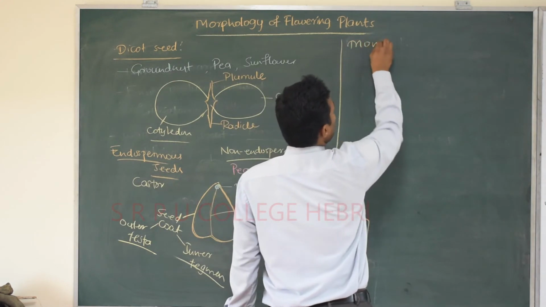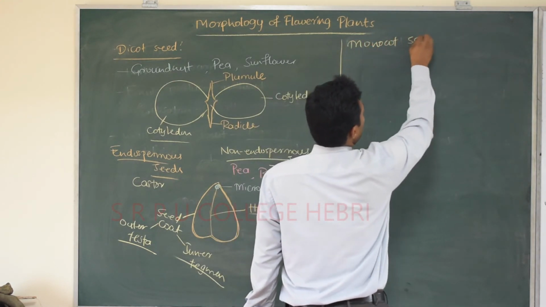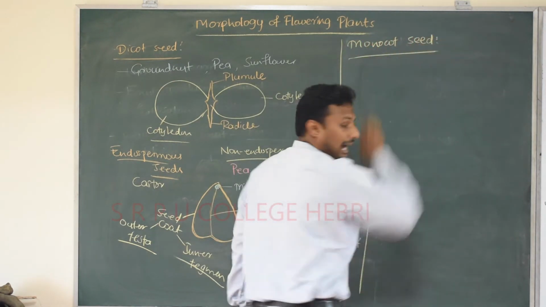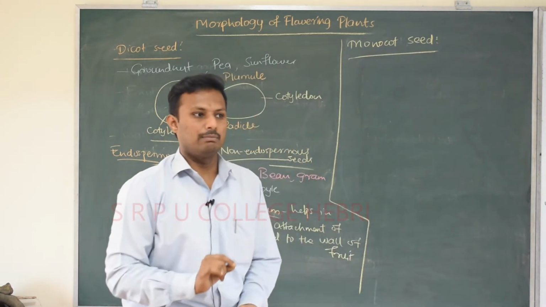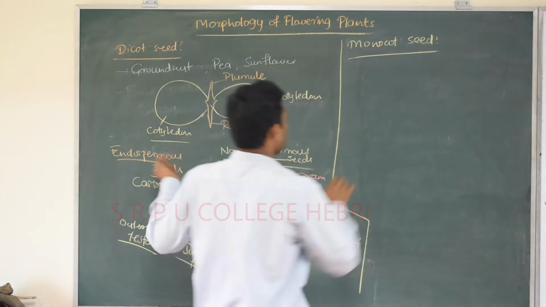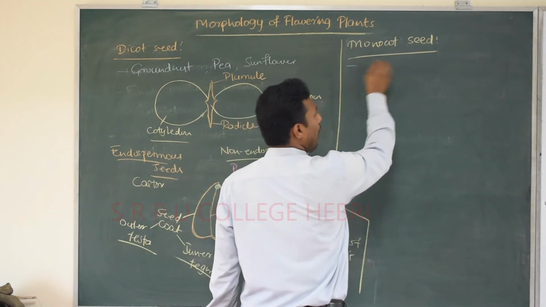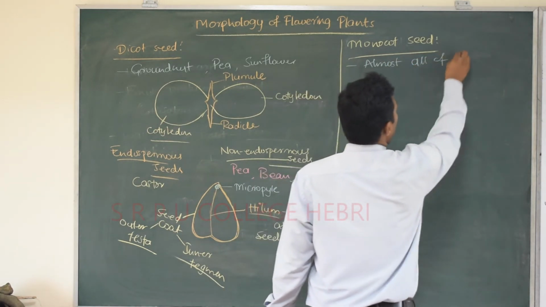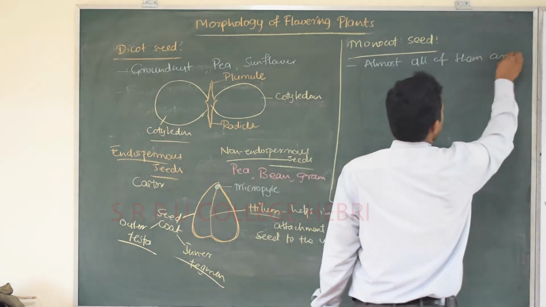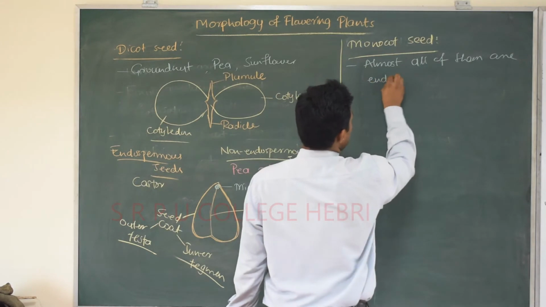See, monocot seed, as the name itself suggests, will have a single cotyledon. And one peculiar thing that you need to remember about the monocot seed is what? Almost all monocot seeds are endospermous seeds.